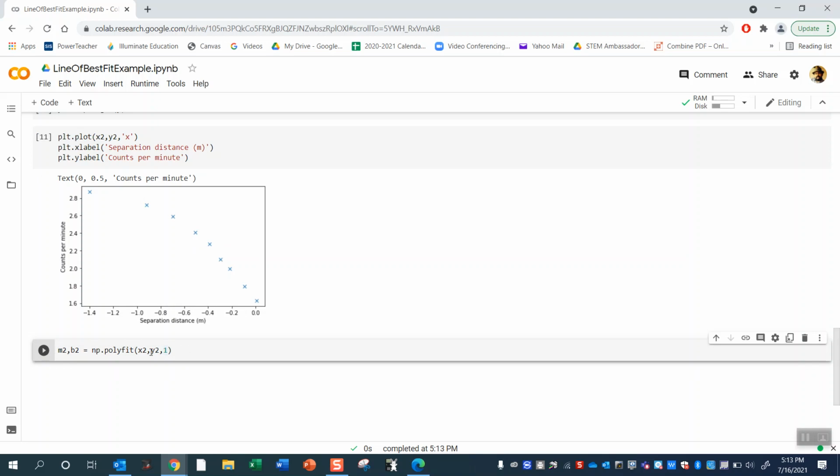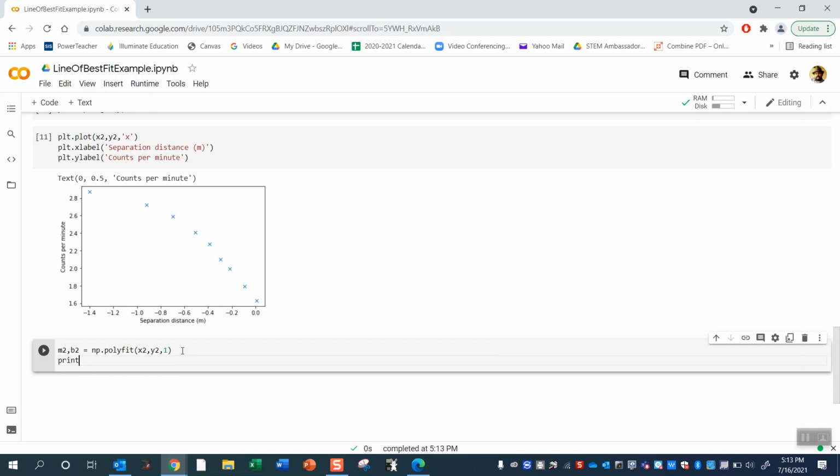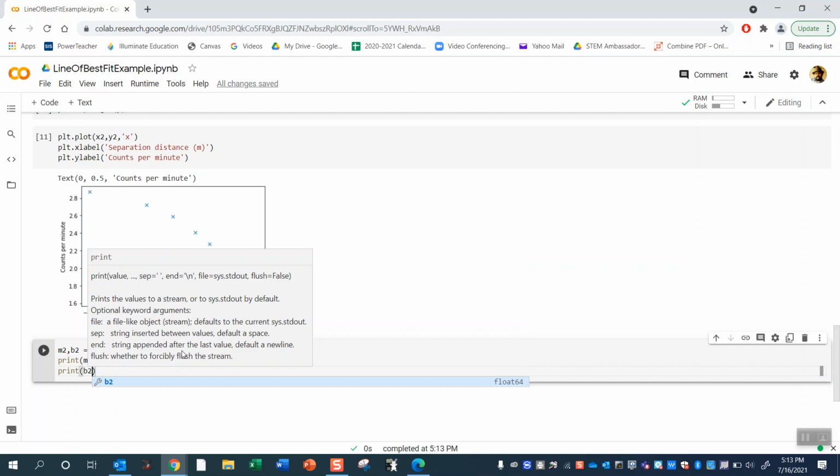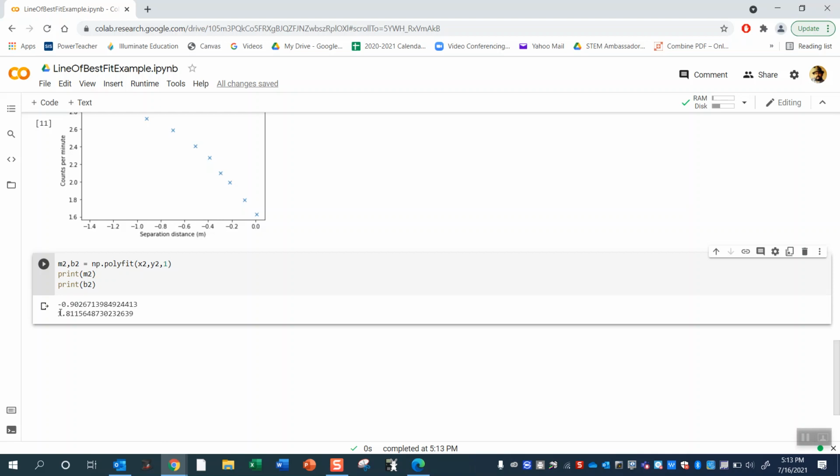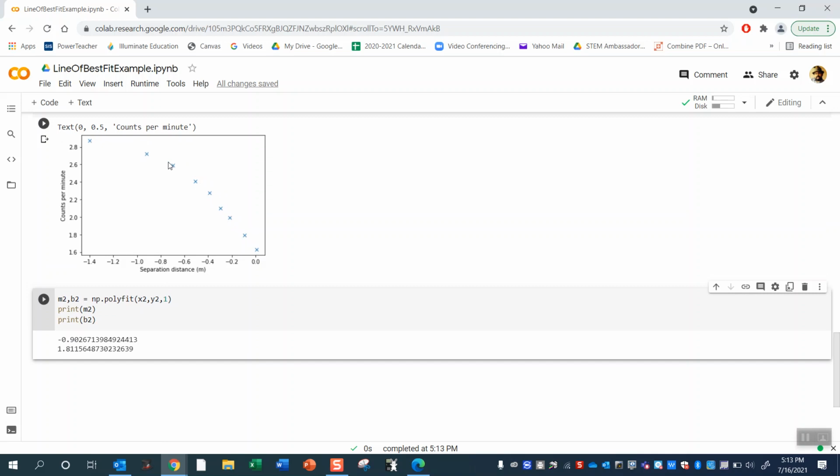Okay. So it ran the code. I want to see what M2 is, and B2. So let's go ahead and print those. Those end up being negative 0.9 and 1.81. What does this tell us? This tells us that this is like minus 0.9. That's close to minus 1.